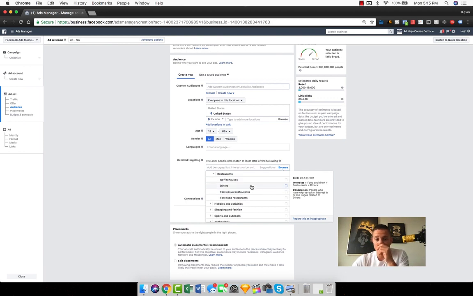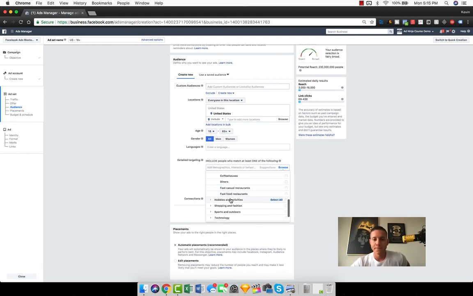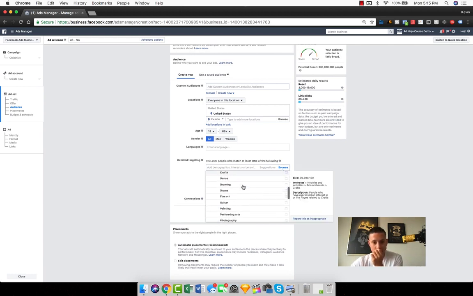So restaurants, you can target people who like fast casual restaurants, fast food restaurants. If people like McDonald's, I'd probably target people who like McDonald's if I had a novelty shirt that had some play on the McDonald's Golden Arches or something like that. Hobbies and current activities, arts and music. Right, look at all this stuff. We don't have to go through every single one by one, but there are ones that are cool, right?